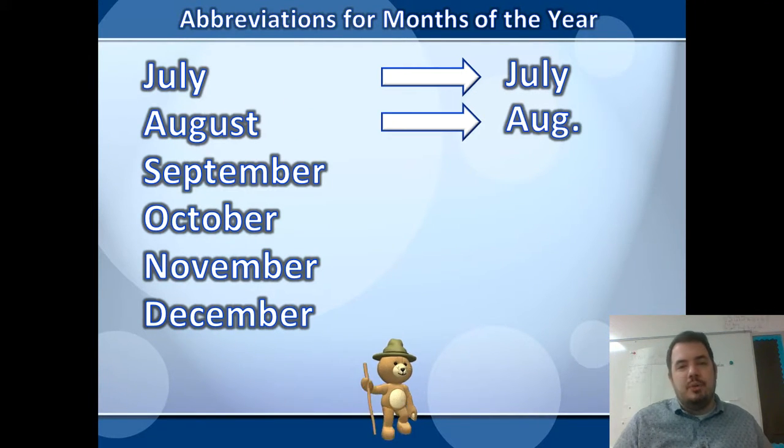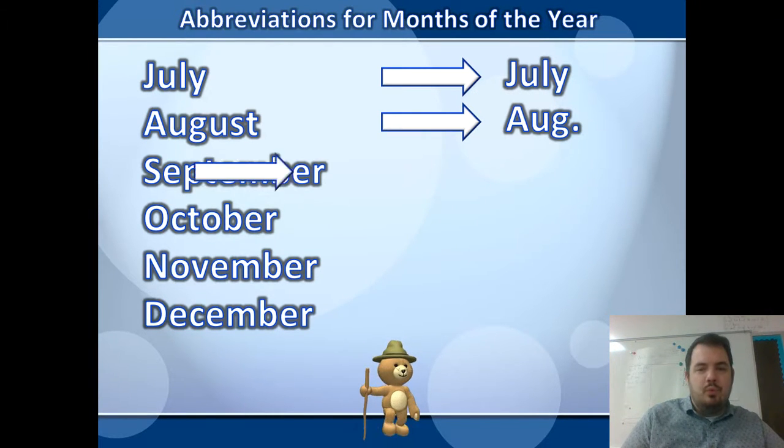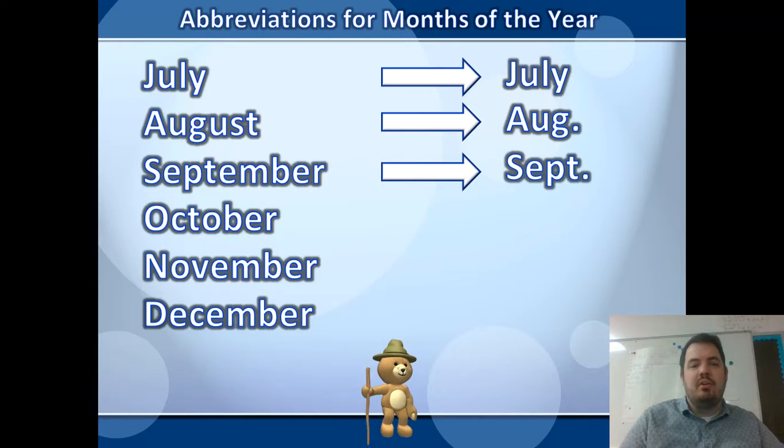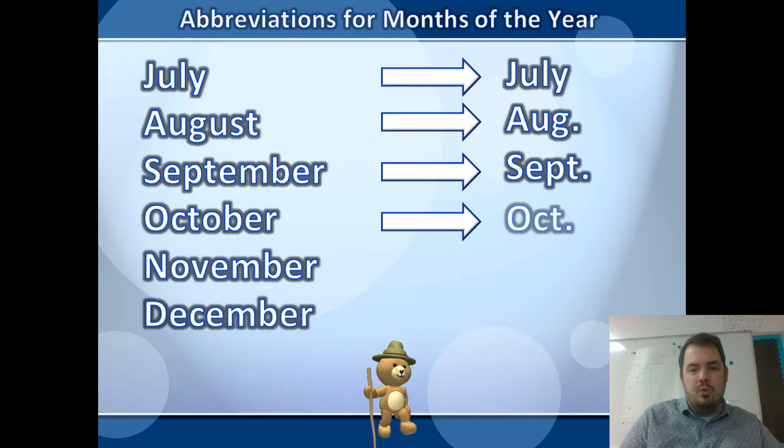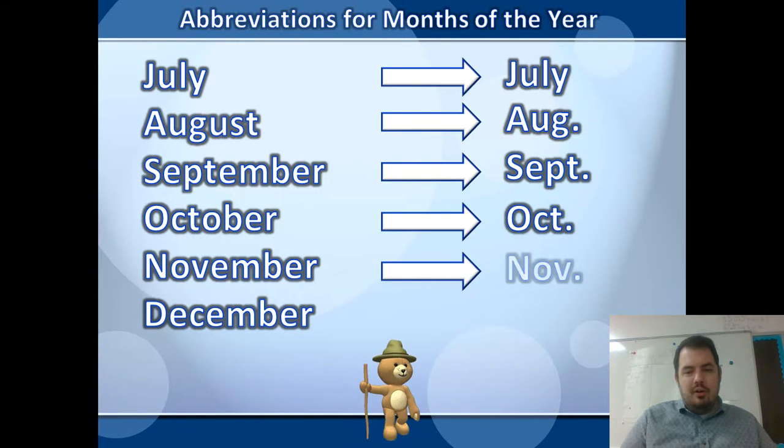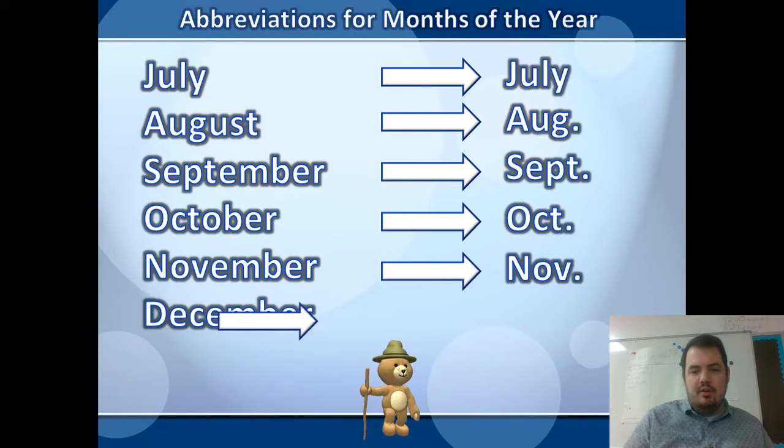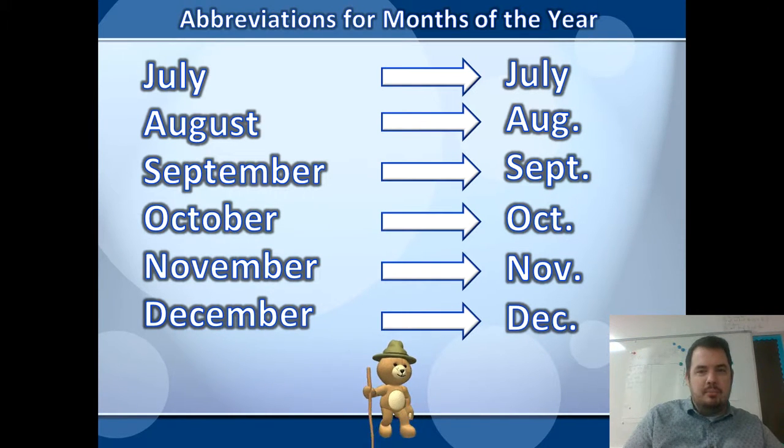For August, we do a capital AUG and then a period. September will be a capital SEPT period. October will be OCT period. November is NOV period. And December is DEC period.